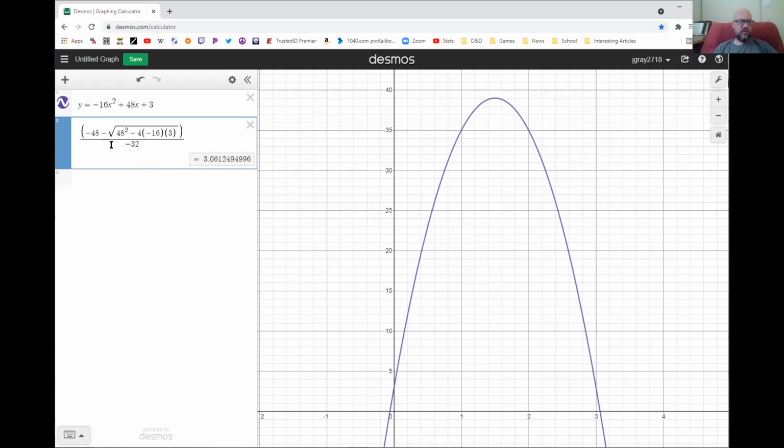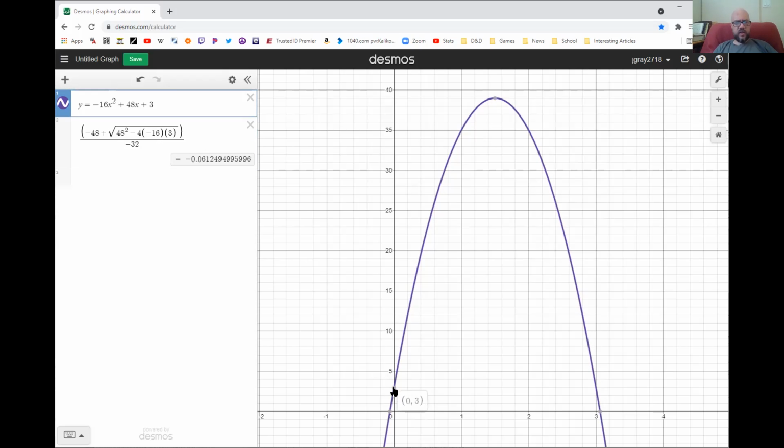If you want to know what that is, you can just jam it into a calculator and get the answer. I have no expectation of you doing this by hand. This is a giant mess. This is what calculators are for. Let's use them. So 3.061 seconds, which you can also see right here. Very convenient. Now, there are two answers to this, right? There's plus or minus.